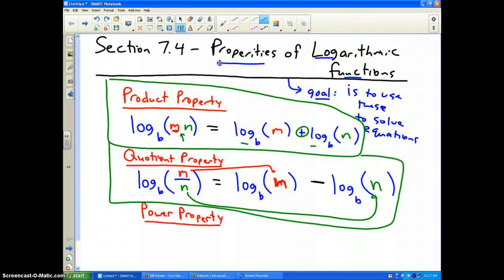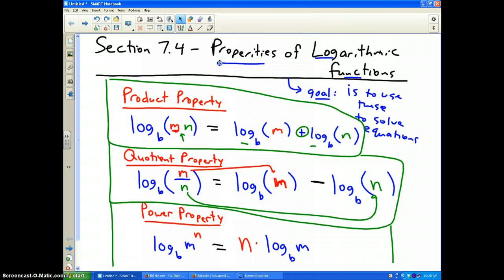And finally, the power property says if you have the log base b of some number or some letter m, to the n power, that's the same as moving the power out front and multiplying by the log base b of m. And that's your power property. Now, if you need to, please pause the video, and then I'm going to do some examples for you.